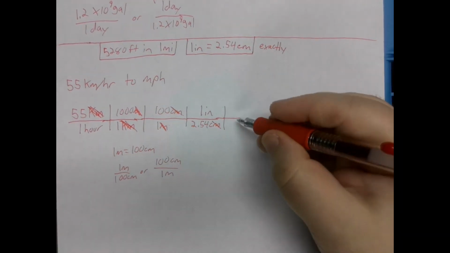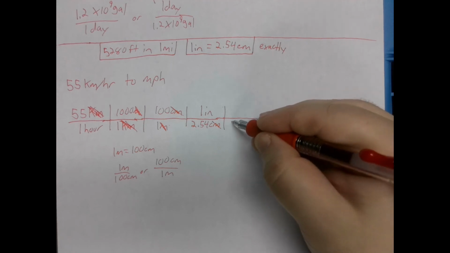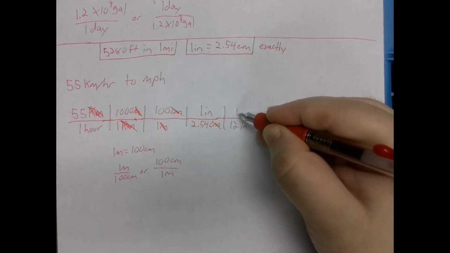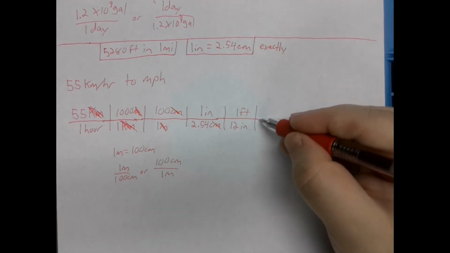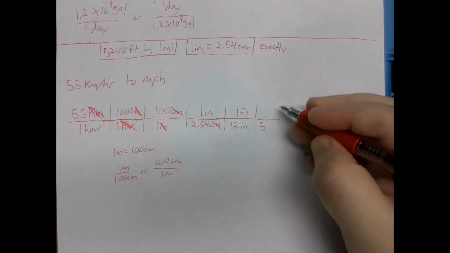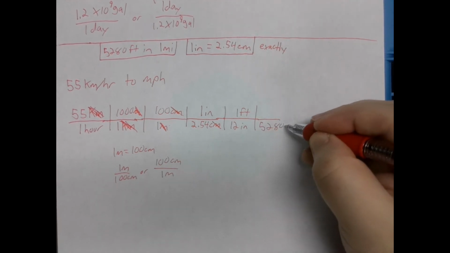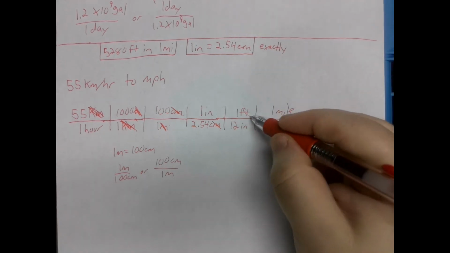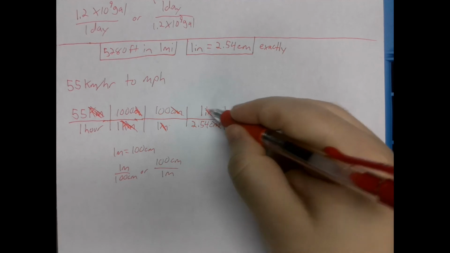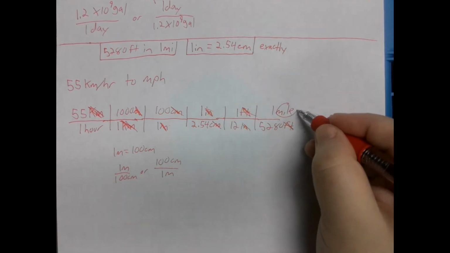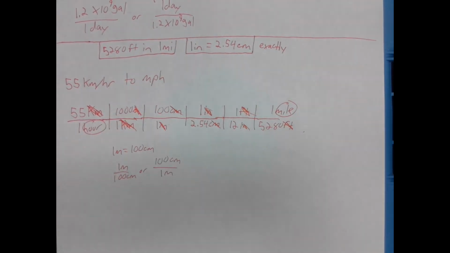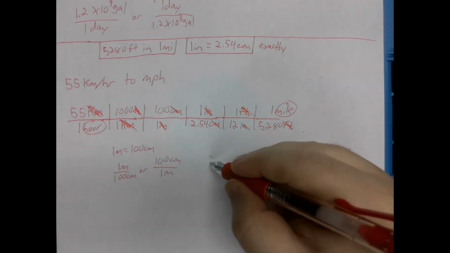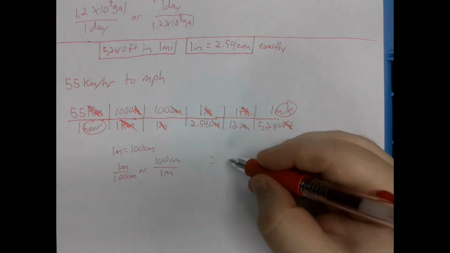Now that I'm in imperial, I can use my imperial conversions. There's 12 inches to 1 foot, and there are 5,280 feet in 1 mile. So feet cancel out, inches cancel out, and I'm left with miles per hour. You can leave ones off because 1 times anything is just anything.